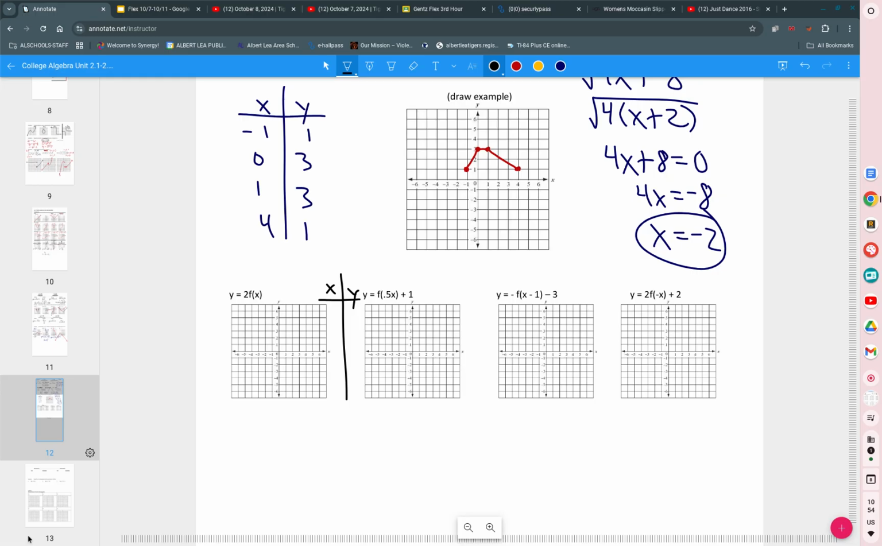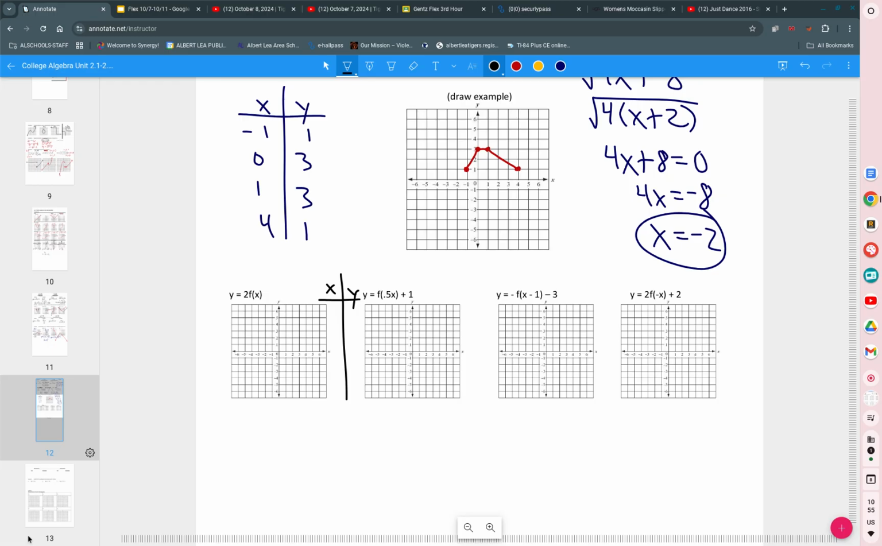Stretch? If it was negative, would it shrink it? A negative would flip it. Okay, is the 2 on the outside or inside? Outside. So is it going to impact it vertically or horizontally? Vertically. So this is going to be a vertical stretch by a factor of 2.